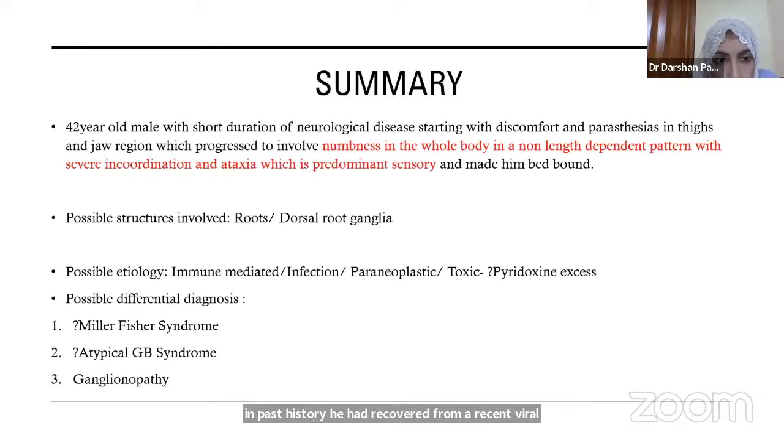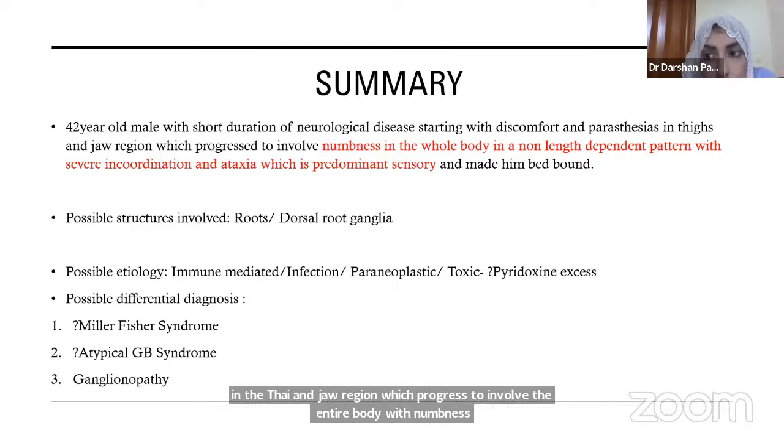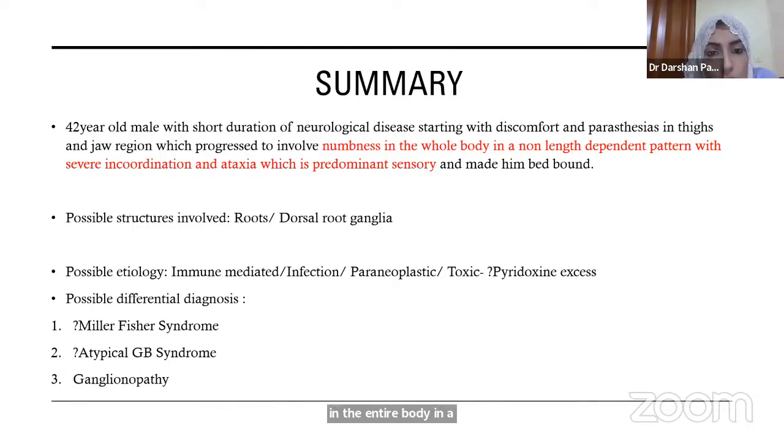So to summarize, this is a 42-year-old male with a short duration of neurological disease, which started with discomfort and paresthesias in the thigh and jaw region, and progressed to involve the entire body with numbness in a non-length dependent, asymmetrical pattern, with severe incoordination and ataxia, which is predominantly sensory, and it made him bedbound.